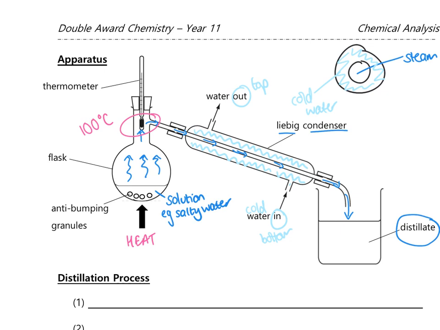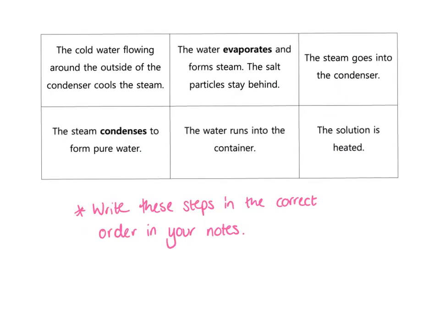What I'm then going to do is put up some steps, but they're not going to be in the correct order. So I'm going to put up the steps of distillation. They're not in the correct order, so what I want you to do is to write them into your notes in the correct order. So here are the 6 steps that need written into your notes in the distillation steps. You'll need to pause the video so that the steps remain on the screen and you can write them into your notes.